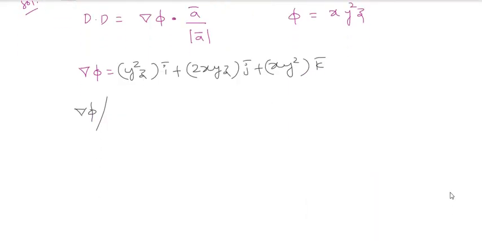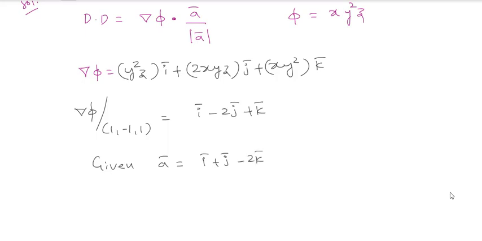at a point, the point they have given as 1 comma minus 1 comma 1. So substitute this, and by substituting that you will get the value. So i bar minus 2j bar plus k bar you will have it. Check it out. And given the direction, a bar is equal to what? What is the direction they have given? a bar is nothing but i bar plus j bar minus 2k bar they have given.